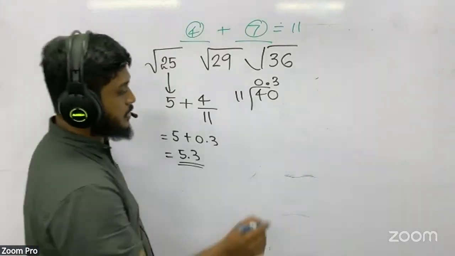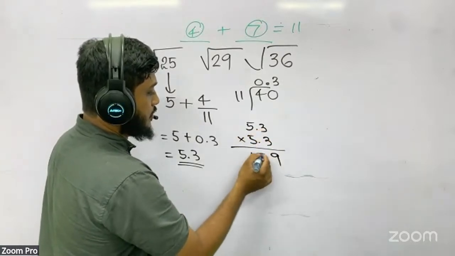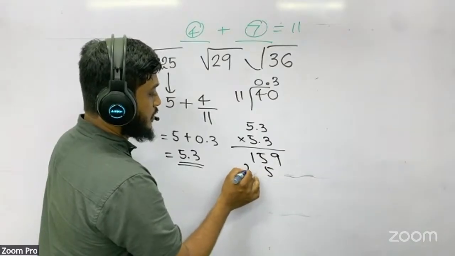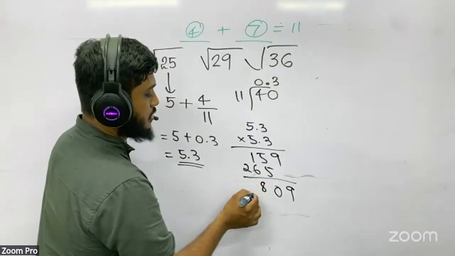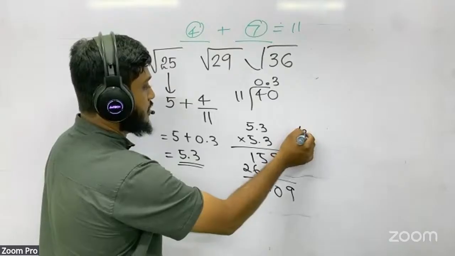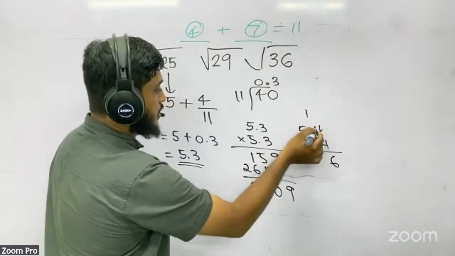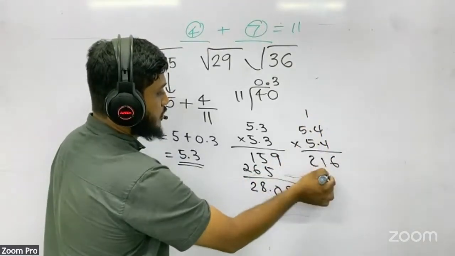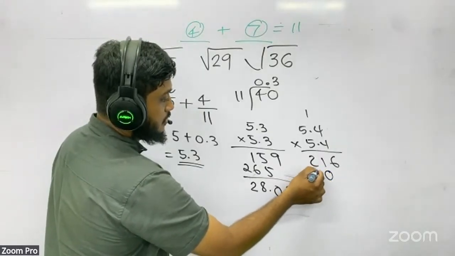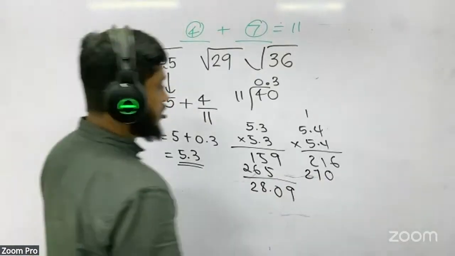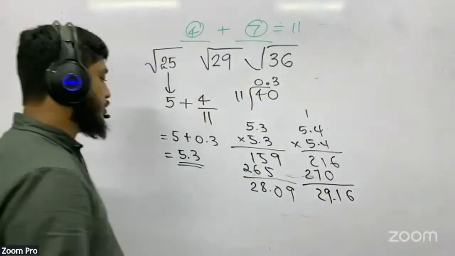Now, what are the two values I have to double check? 5.3 into 5.3. 3 into 3, 9, 3 into 5, 15, 5 into 3, 15, 5 into 5, 25, which gives 28.09. I have to check with 5.4. 5.4 into 5.4. 4 into 4, 16. 1 remainder, 4 into 5, 20, 21. 5 into 4, 20. 5 into 5, 25, which gives 29.16. Which one is closer to 29 now?